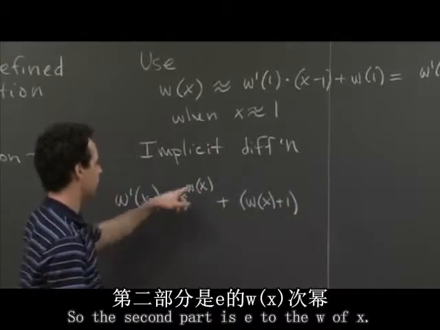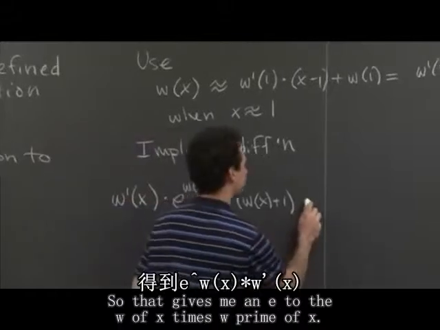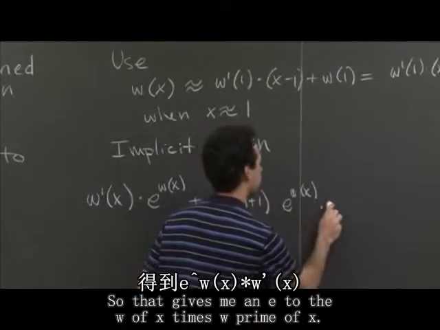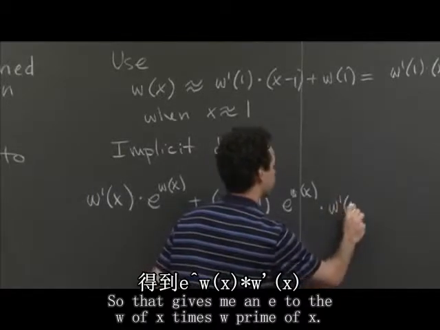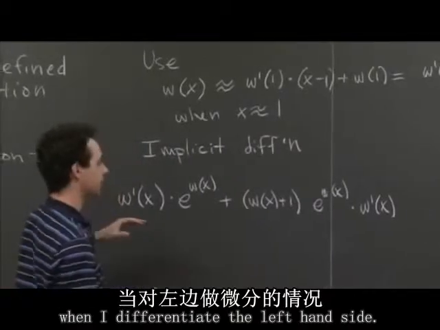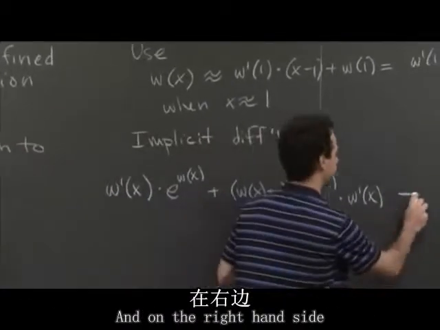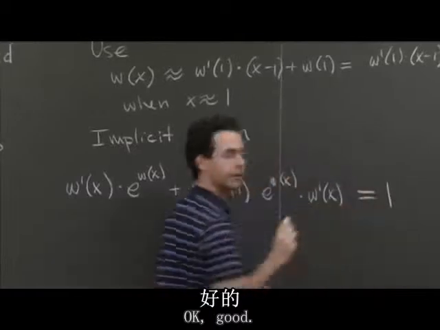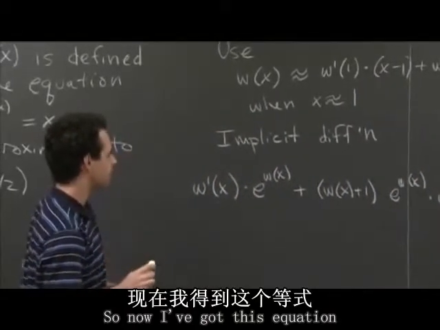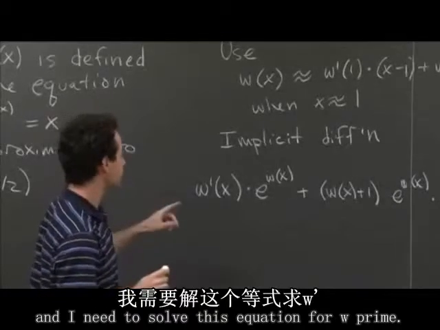So the second part is e to the w of x. That gives me an e to the w of x times w prime of x. That's the chain rule. So that's what happens when I differentiate the left-hand side, and on the right-hand side, I take the derivative of x and I get 1. OK, good. So now I've got this equation, and I need to solve this equation for w prime.